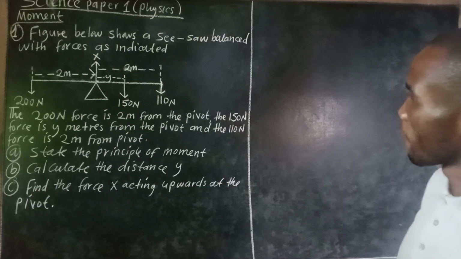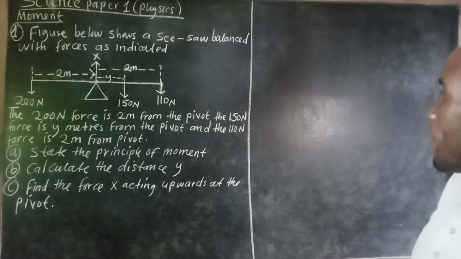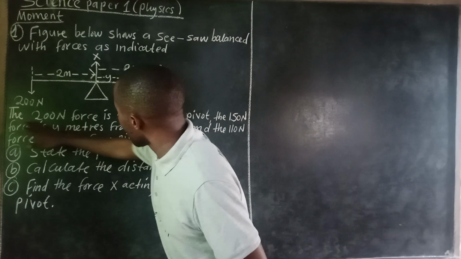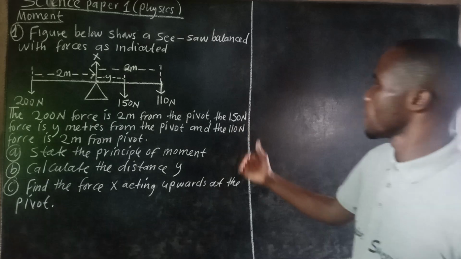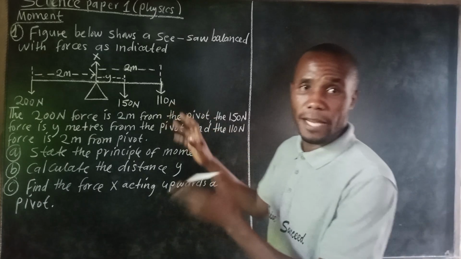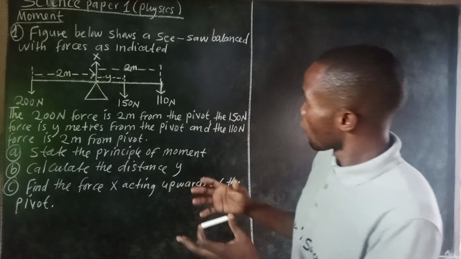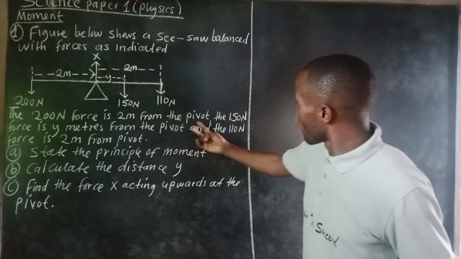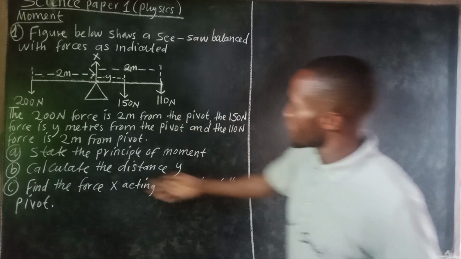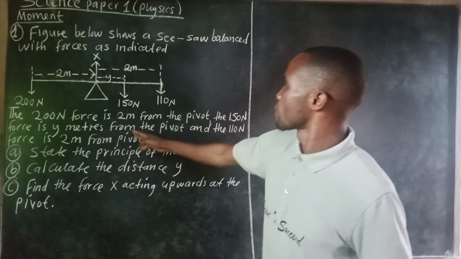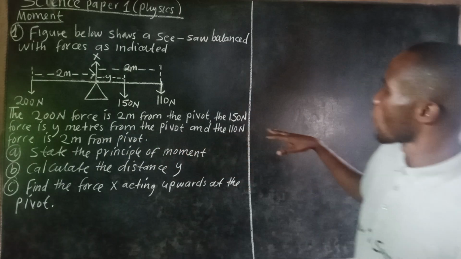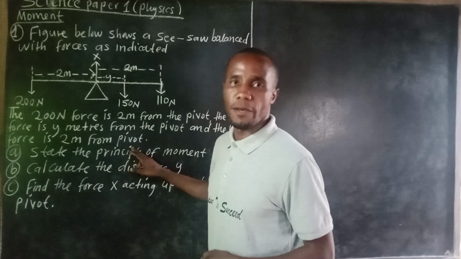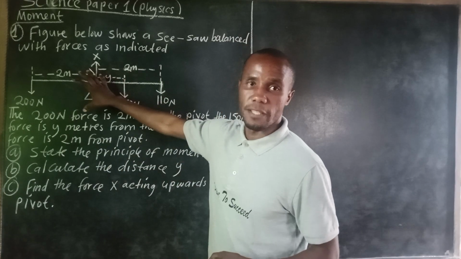From there we can continue reading the question. The 200 newton force is 2 meters from the pivot. They are actually trying to explain what I've already alluded to. The 150 newton force is y meters from the pivot, and the 110 newton force is 2 meters from the pivot. That is what is there on the diagram.